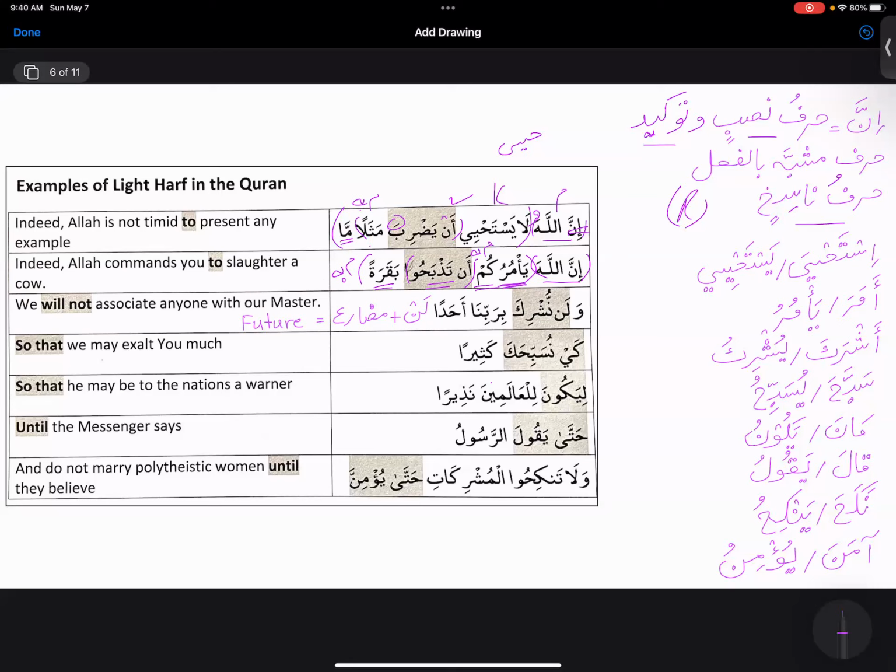Quickly, we don't have much time left now. Lan is a harfu nasibatul mudariya. Nushrika, mansub, felun mudariyun mansubun bi lan, and failuhu, who is it? Nahnu.